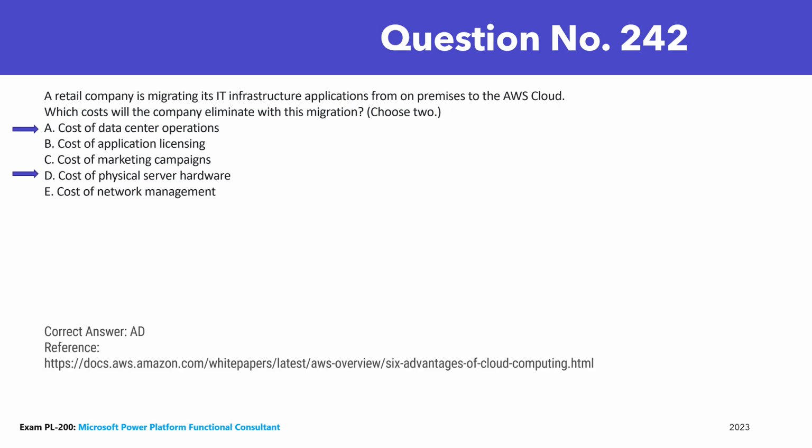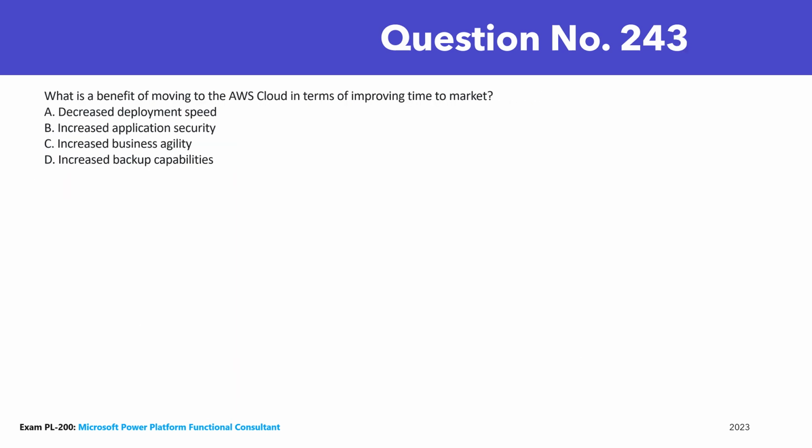What is the benefit of moving to the AWS Cloud in terms of improving time to market? A. Decreased deployment speed. B. Increased application security. C.